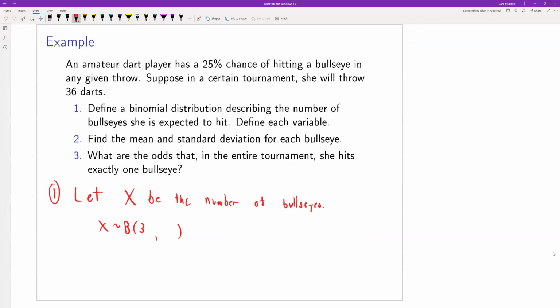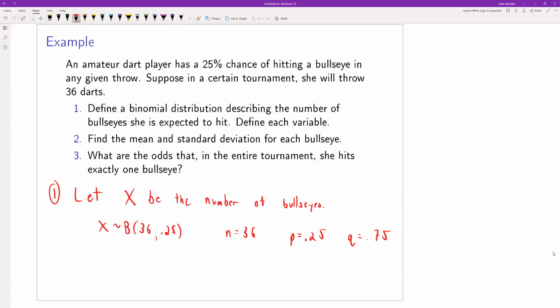Every dart has the same chance of success. In that case, we would say 36, number of trials, 0.25, chance of success. And we can fill in our variables. N is 36, P is 0.25, and Q is 0.75.